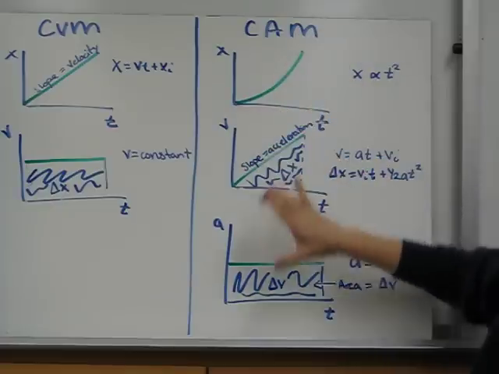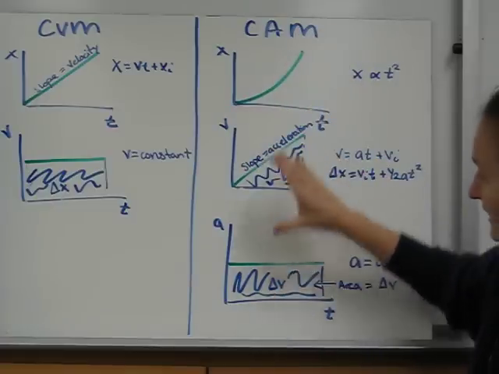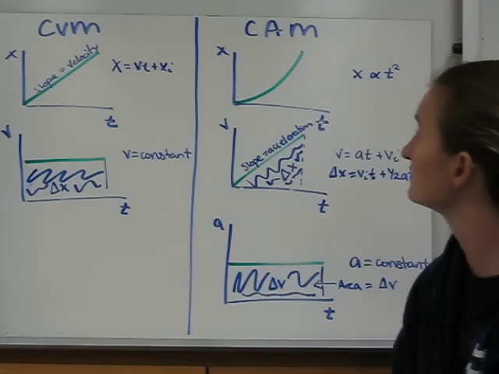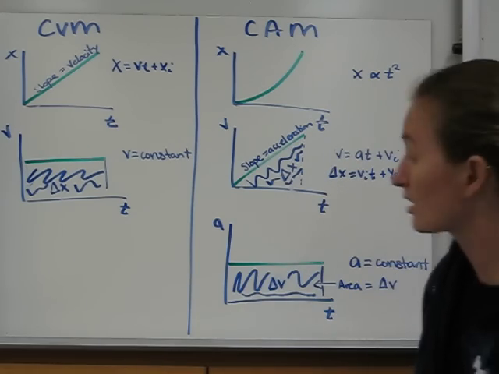So going down, you take the slopes of the line. Going up, you take the area under the curve. That's basically it. That's how the constant acceleration model plays out.